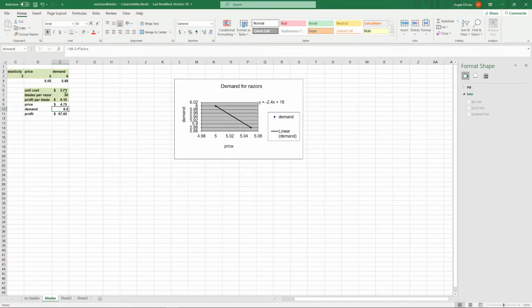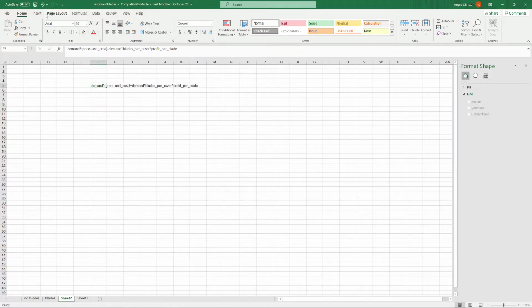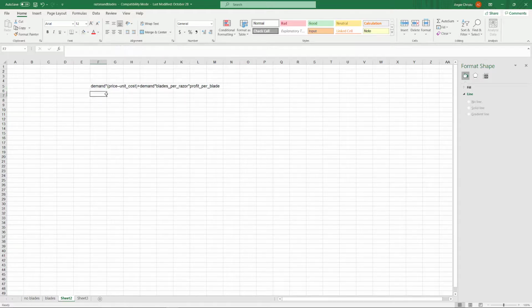But we just need to include these 2 additional pieces of information. So how do we incorporate them here? Everything until here is the same. I think I have this typed here, yeah. So we just need to basically understand that the new equation for our profit will be this.